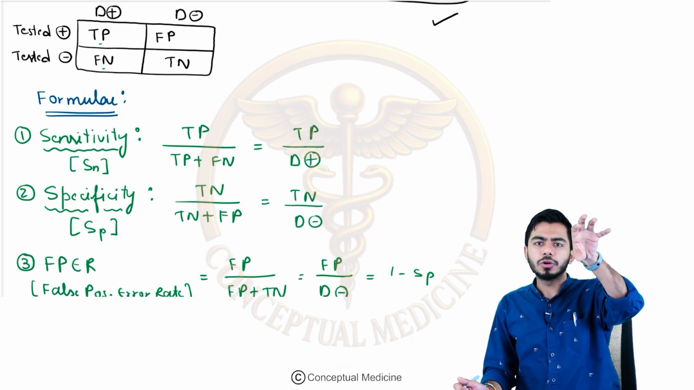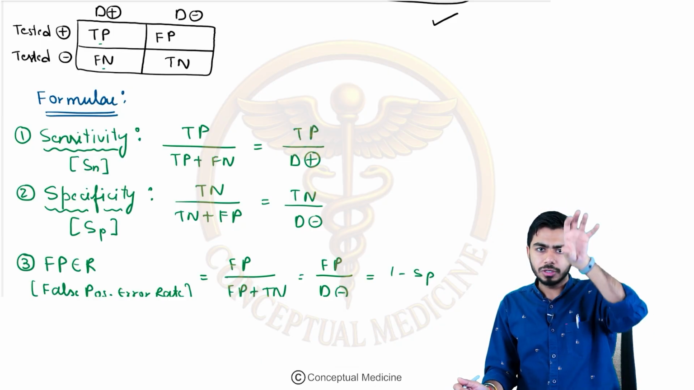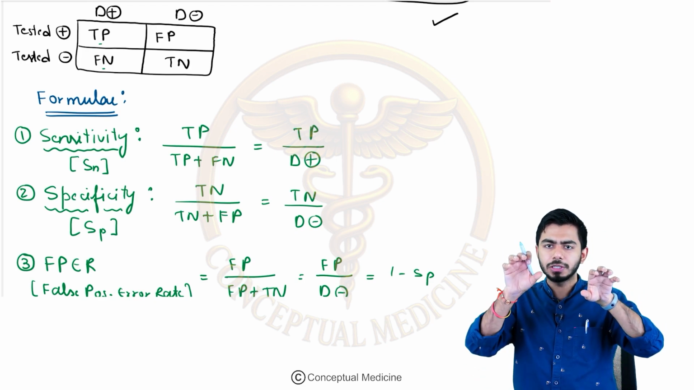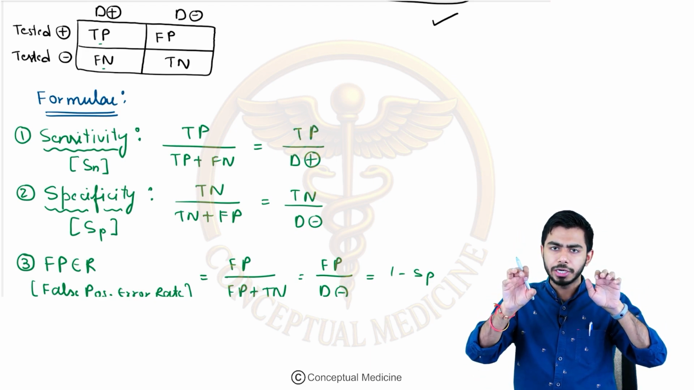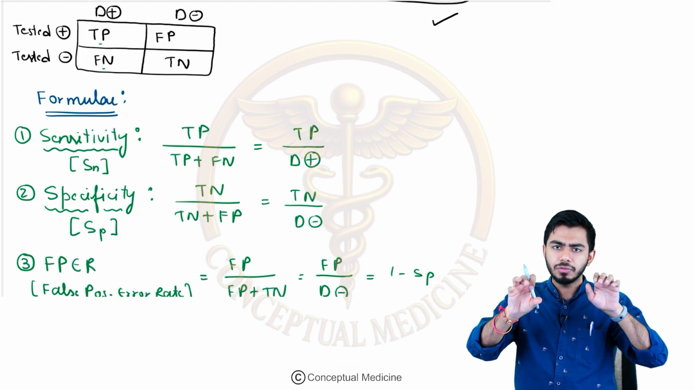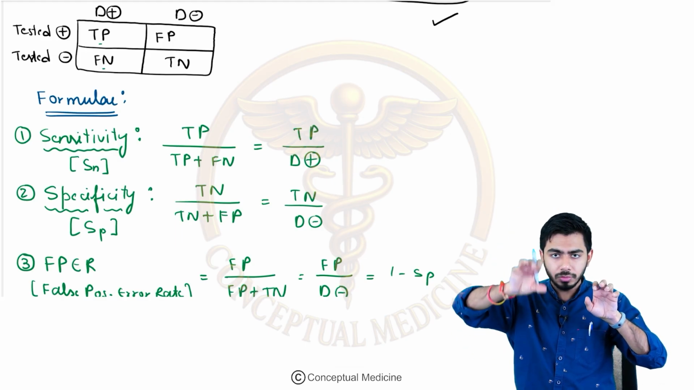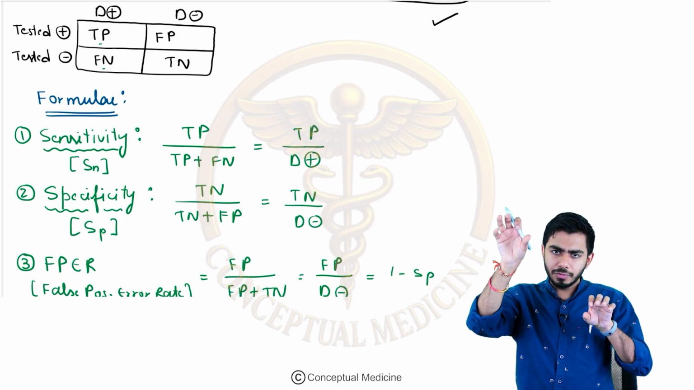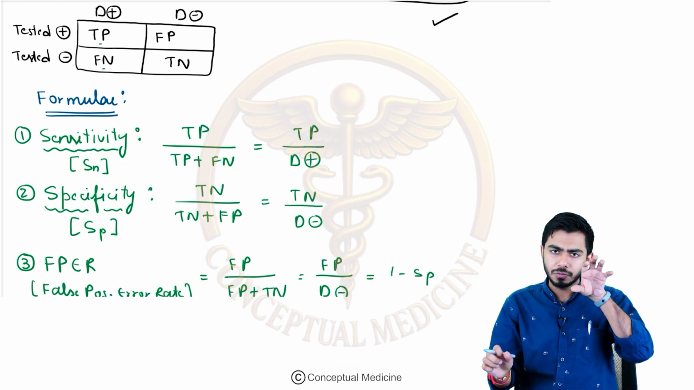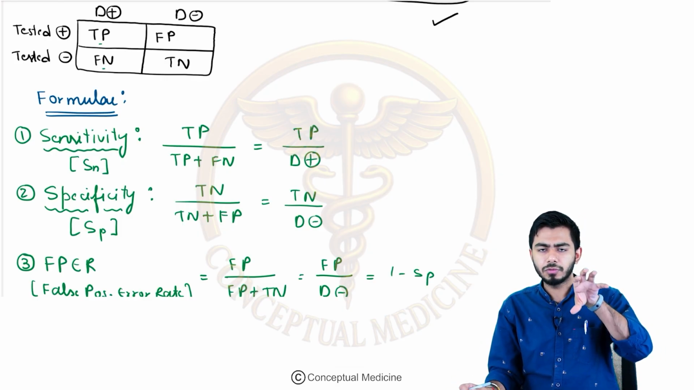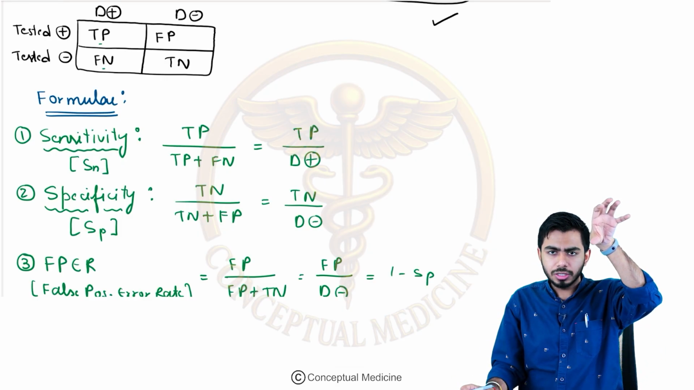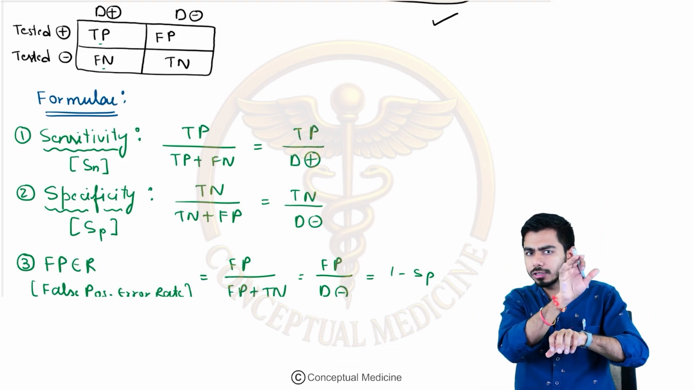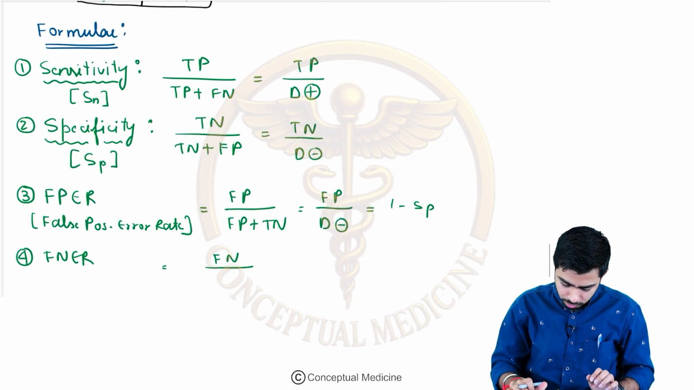Okay, so sensitivity is true positive by true positive plus false negative, that is the true positive but disease positive. What is specificity? That is true negative divided by true negative plus false positive, right? What is false positive error rate? False positive divided by false positive plus true negative. What is false negative error rate? False negative divided by false negative plus true positive, isn't it? So this is the table. So I am playing with the table like this only, not like this only. Okay, so that is the case.